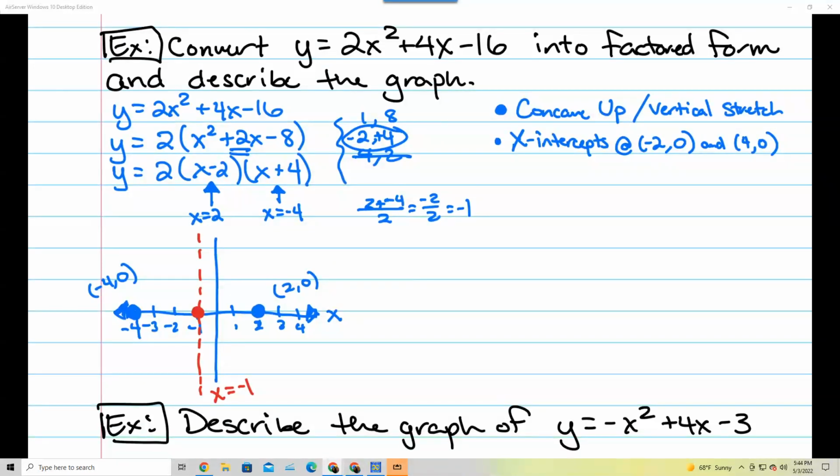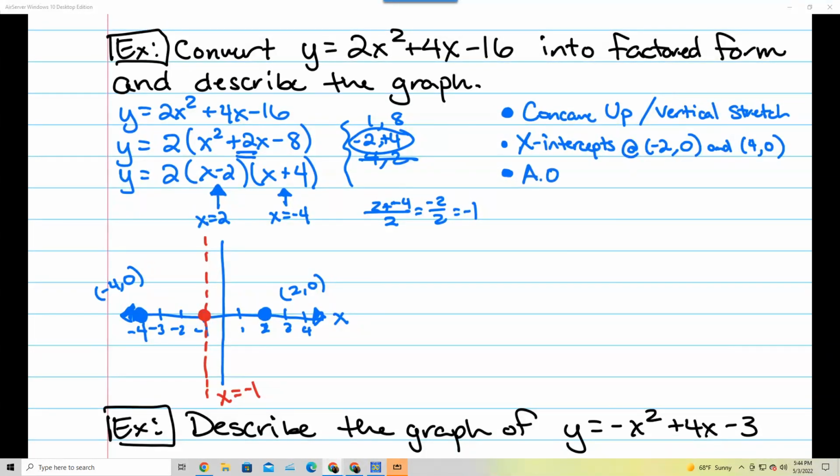So let me go back over here. I know that my line of symmetry, they will call it the axis of symmetry. And then if they get really lazy, they're going to call it this. My AOS, which is my axis of symmetry, is at x equals negative 1.